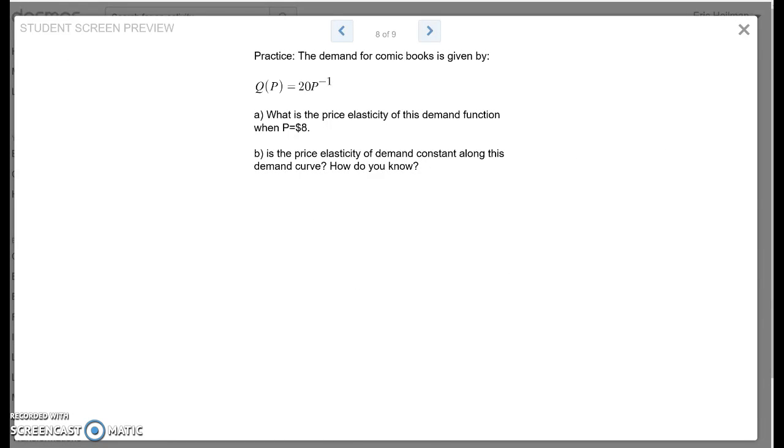Okay, here's an example problem for you to do. Go ahead and try to work this out. Put your answer in for part A, and I'll put the solution up in a second.